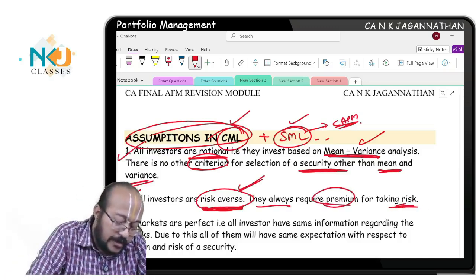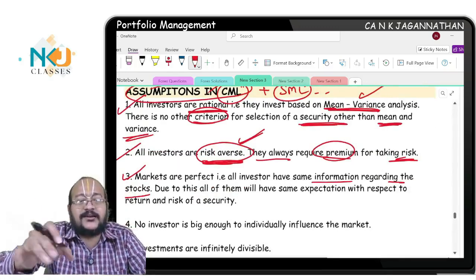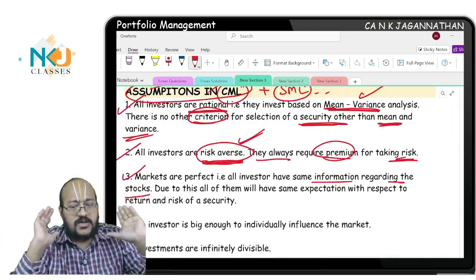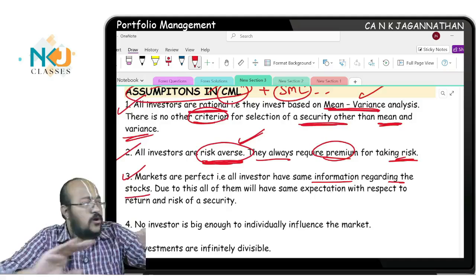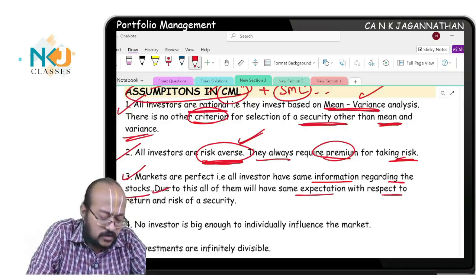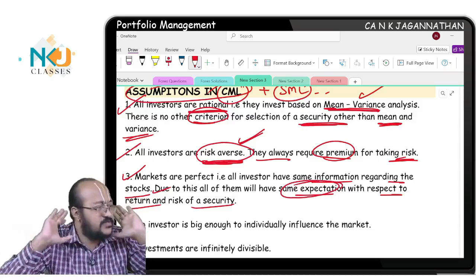Next, markets are perfect. All investors have the same information regarding the stocks. Insider trading and all is not allowed. We assume the market is perfect, which means the information available in the public is available to everyone. All the investors are having the same information. Due to this, all of them have the same expectation with respect to return and risk of the security, which means the expectation of the investors also remains the same. This is all basic.